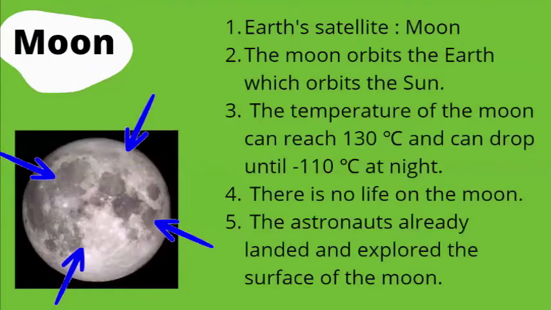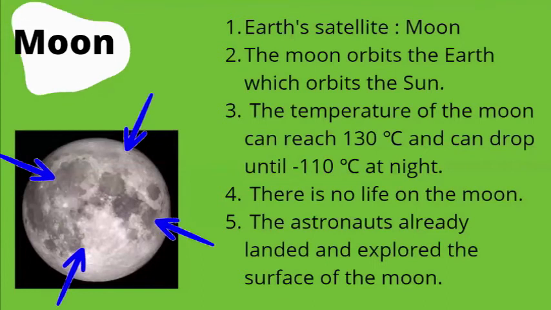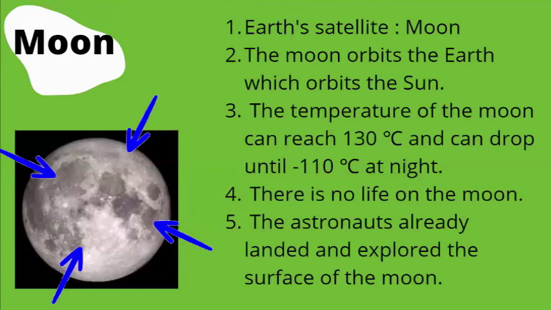A satellite is an object that orbits another bigger object in space. The moon orbits the Earth. It takes 27 days to orbit the Earth. That's why the moon is the Earth's satellite. It is also known as a natural satellite. The moon is our nearest neighbor in the solar system. It follows a path or orbit around Earth just as Earth follows a path around the sun.